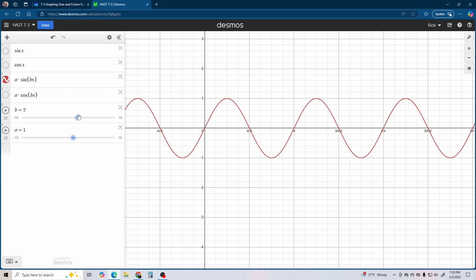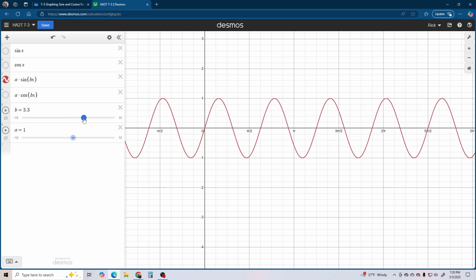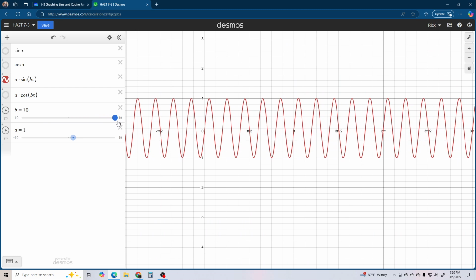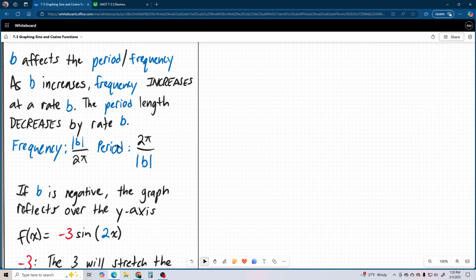So that's what happens if you want to triple it. Watch, you'll get even more waves. You see, as these numbers get bigger, you can see how many more waves we get. This is 10 times the waves. If we counted this, 1, 2, 3, we would get 10 waves in the same amount of time. So that's what b affects.